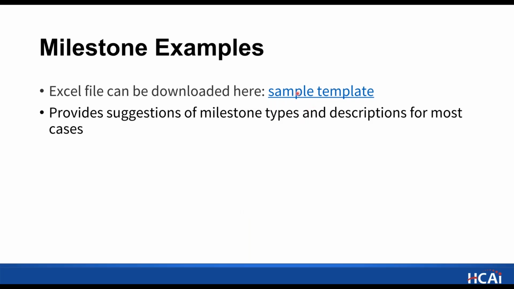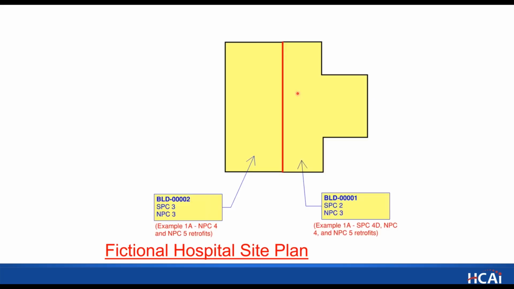We have all of those examples shown in this presentation. So we'll start out with this fictional hospital site plan. This is a hospital that has 2 buildings, 2 GAC buildings on it. The one on the left here, building number 2, has an SPC3 and an NPC3. The SPC3 is compliant and the NPC3 is not.